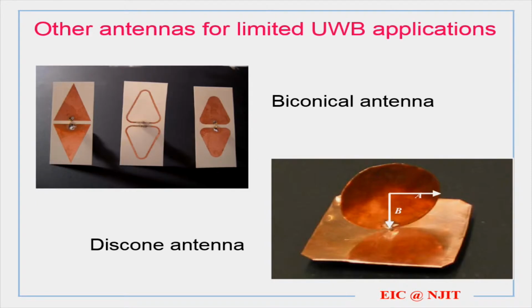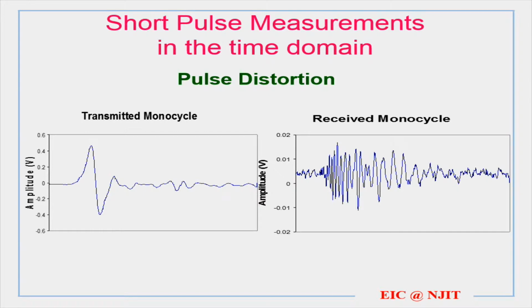So let's look at it. These are other antennas that people use, but here is the clincher. You put a monocycle on the left, and this is how it is received propagating through the air. It's completely distorted, and if you want to send the short pulse, it becomes very broad. So you lose on the bit rate, and you lose on the quality of the signal. So far, so good? You still with me? We're still munching the cakes.